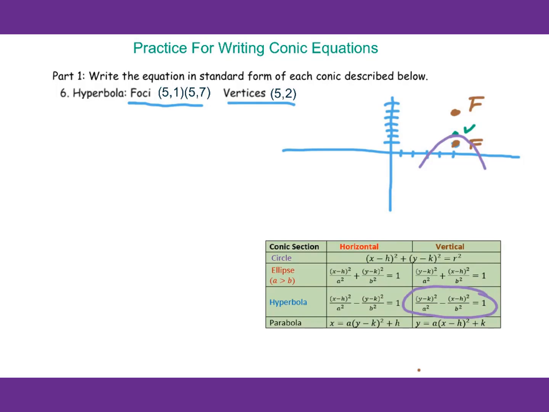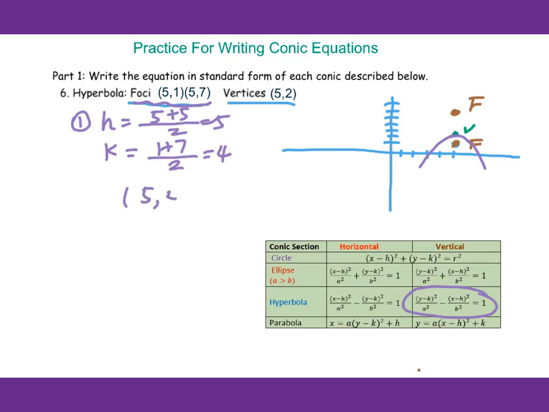Therefore, this is the equation pattern. If you are given foci, you can get the center by using the midpoint formula. So h equals (5 plus 5) over 2, that's 5. k equals (1 plus 7) over 2 equals 4. So we got (5, 4). That is (h, k).